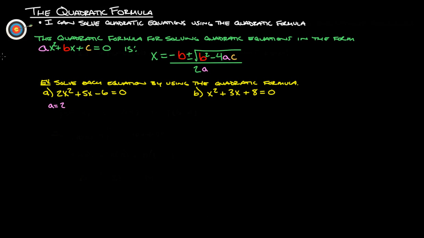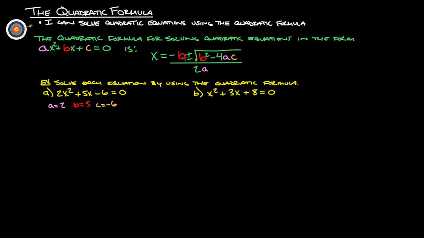And then whatever's in front of the x is what the b is going to be. So that's going to be b equals 5. Got to keep the sign that's in front of it, so it's positive 5. So this is positive 5. And then whatever the last number here is, that's the c. I call it the constant. So c equals negative 6. Okay? So there's my a, my b, and my c.